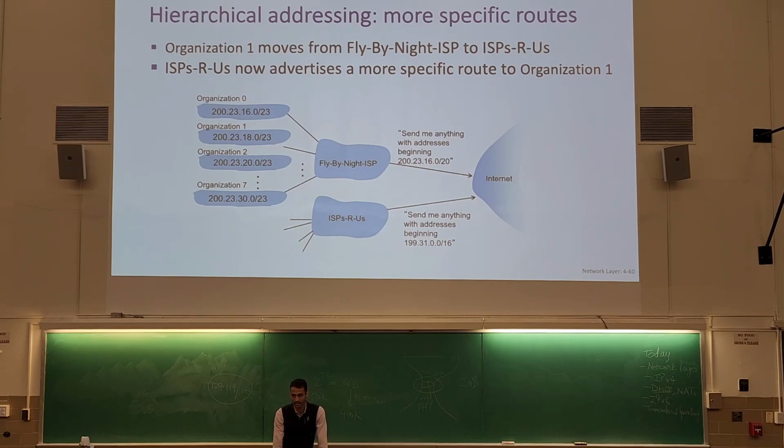Like we change cellular provider. You don't like AT&T, go to Verizon. You don't like Verizon, you go back to AT&T, you only have 2 or 3 choices, unfortunately. So, if that happens, Organization 1 moves from Fly by Night to ISPs R Us, that's the change in network.